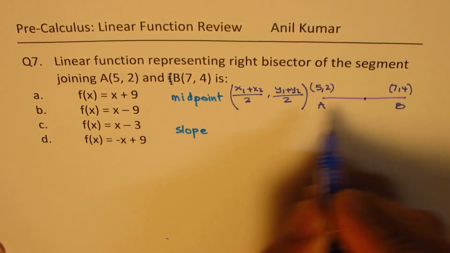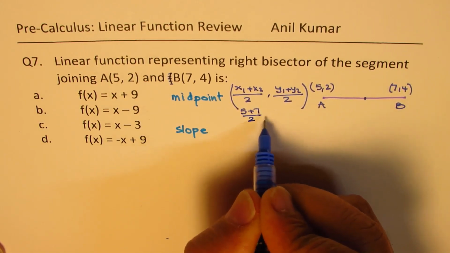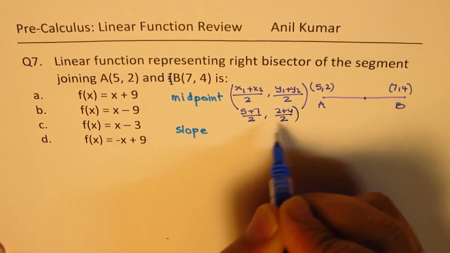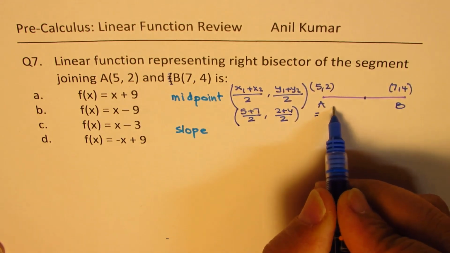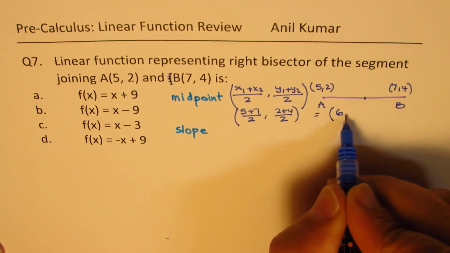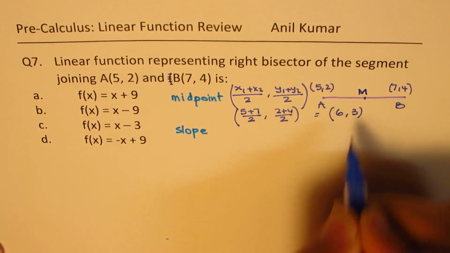So in this case, it will be (5 plus 7) divided by 2 and (2 plus 4) divided by 2. So what we get here is 12 divided by 2 is 6, 6 divided by 2 is 3. So the midpoint M here is (6, 3).